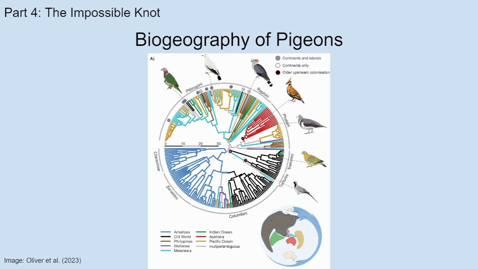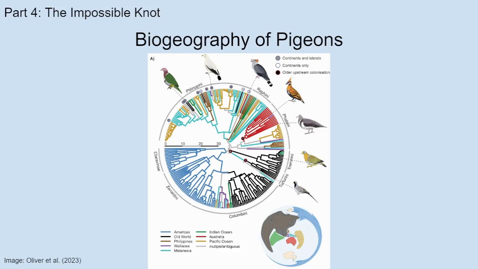So this study basically studied the phylogenetic relationships of these pigeons, and they reconstructed a phylogenetic tree, as you can see here, and then they mapped out where modern pigeons are found to figure out how pigeons moved between different regions of the globe at different times. And they found something quite interesting.